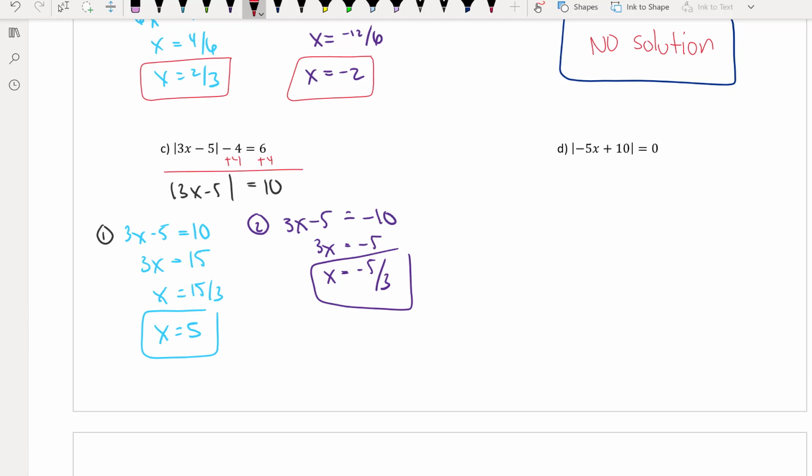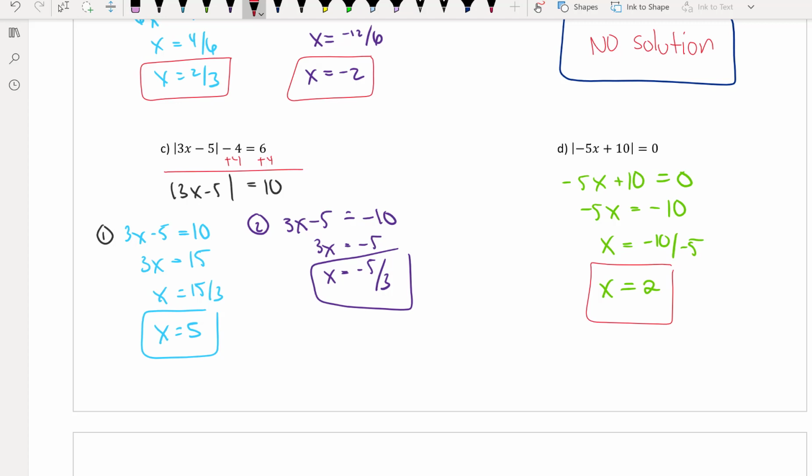Now for part D, what's really nice about this is that it's already equal to 0. So 0 is neither positive nor negative, and we're allowed to drop the absolute value now, because the absolute value of 0 is just 0. So I have negative 5x plus 10 is equal to 0. So I have negative 5x is equal to negative 10. So x is equal to negative 10 divided by negative 5. So x is equal to a positive 2 for my final answer.